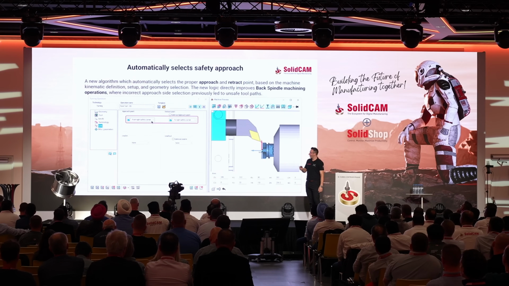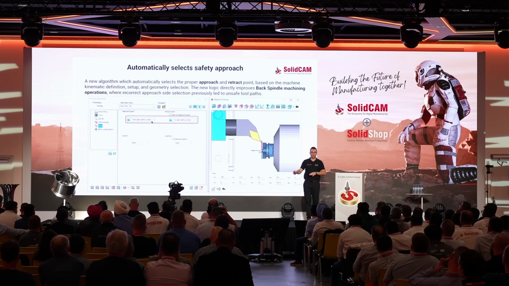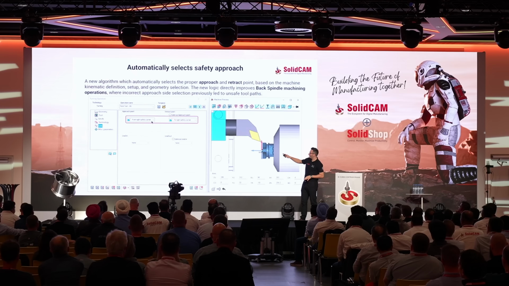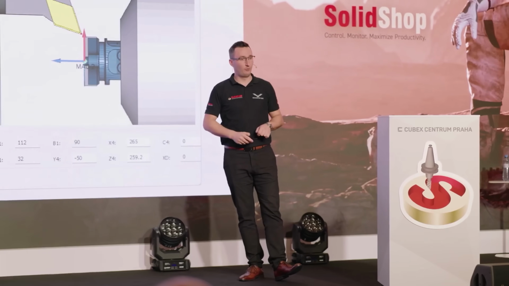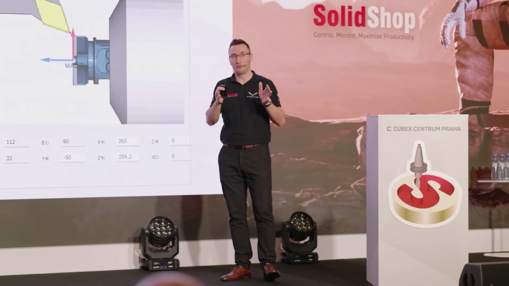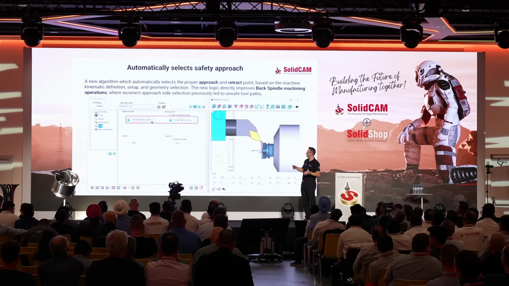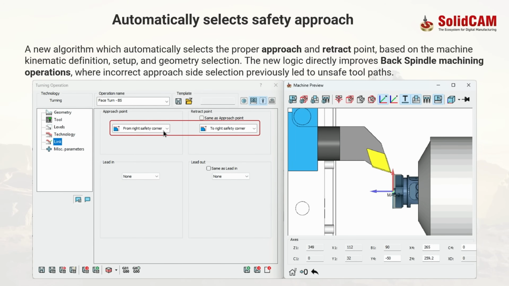Perfect. Another one, and finally, also a new thing in SP3. Regardless of what machine you're using, is it Okuma, is it Star, is it Citizen, is it this or that? It was always problematic and you always needed to check what was your approach and return point when you're working on the back tool, back spindle. So in SP3, we automatically calculate your current setup, your current machine definition. We take everything into account and give you automatically what is the correct approach point and retract point.